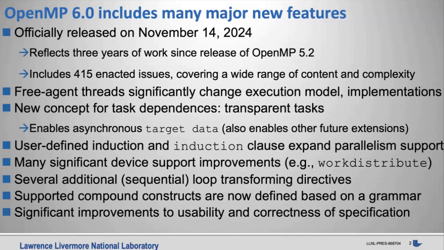There are 415 issues that were enacted in building the new specification. So we use GitHub to manage the specification document and GitHub issues to manage individual additions, voted on by the language committee and then enacted into the actual specification source.